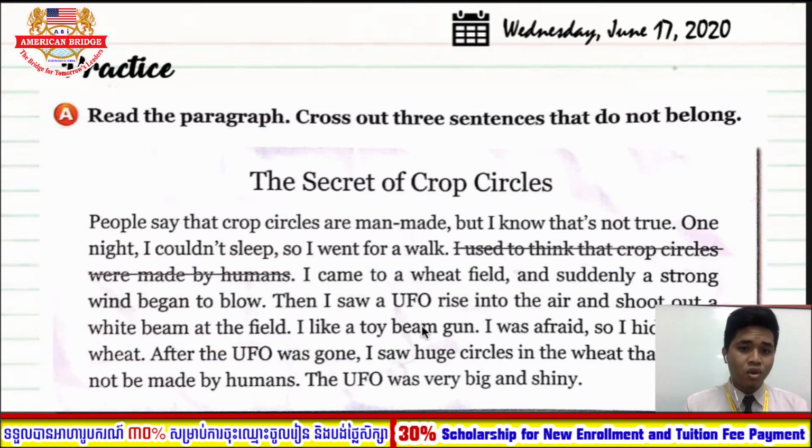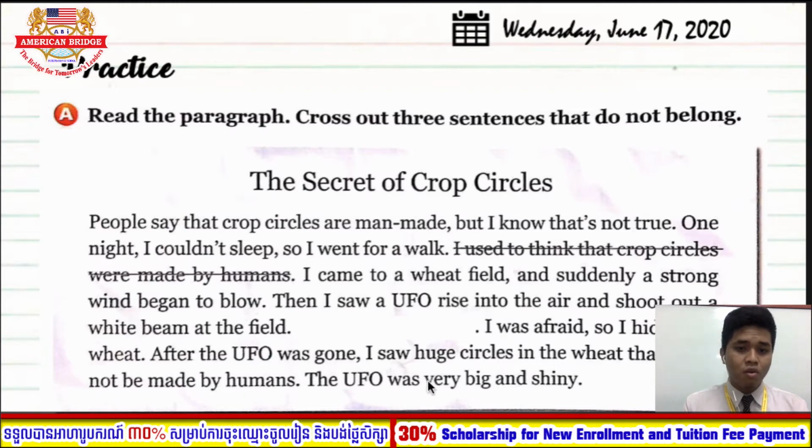I like a toy beam gun, so this one, what do you think? It's a little bit out of context, so we need to cross it out. I was afraid, so I hid in the wheat. After the UFO was gone, I saw huge circles in the wheat that could not be made by humans.